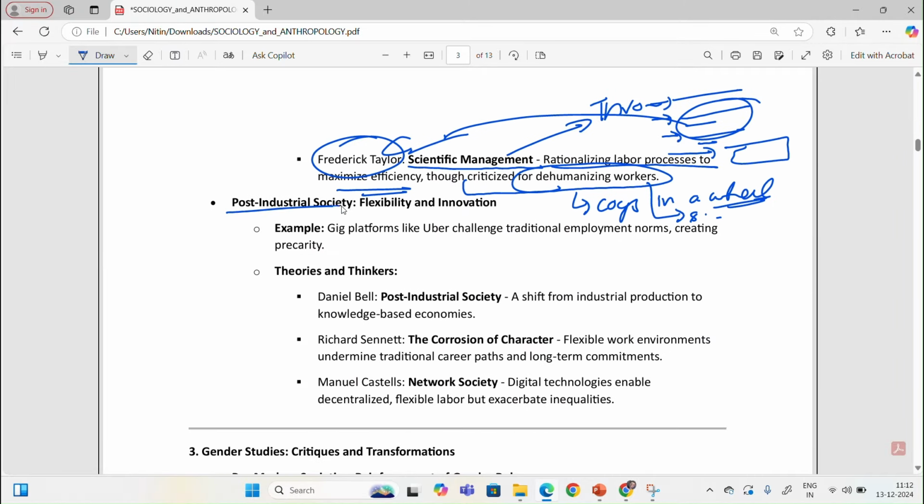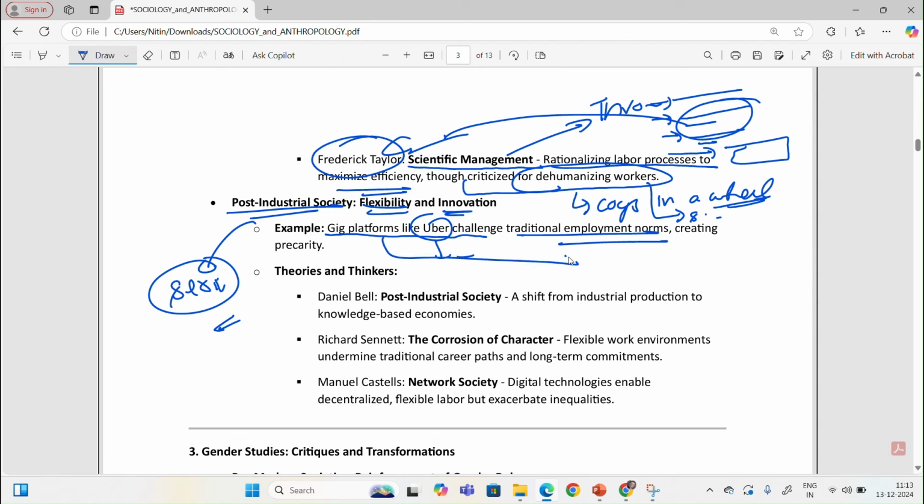Now, post-industrial societies, typically what you see today, are service-oriented or knowledge-based societies, where flexibility and innovation are given much more importance. Today, for example, you have gig platforms like Uber, Zepto, Zomato. They challenge traditional employment norms. How this works is basically in gig, you can work at your own time. You don't have to report to anybody for taking leaves. You are flexible to choose your workplace, and even to choose which day you want to work or not.